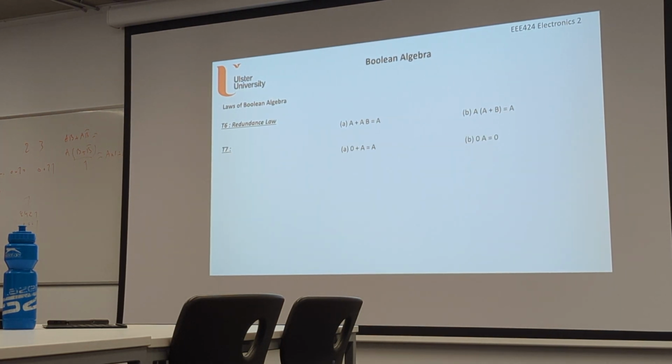Then 0 times A, 0. A plus 1, 1. A times 1, A. A plus A naught, 1. A times A naught, 0. A plus A naught B, A plus B. A times A naught plus B, AB.